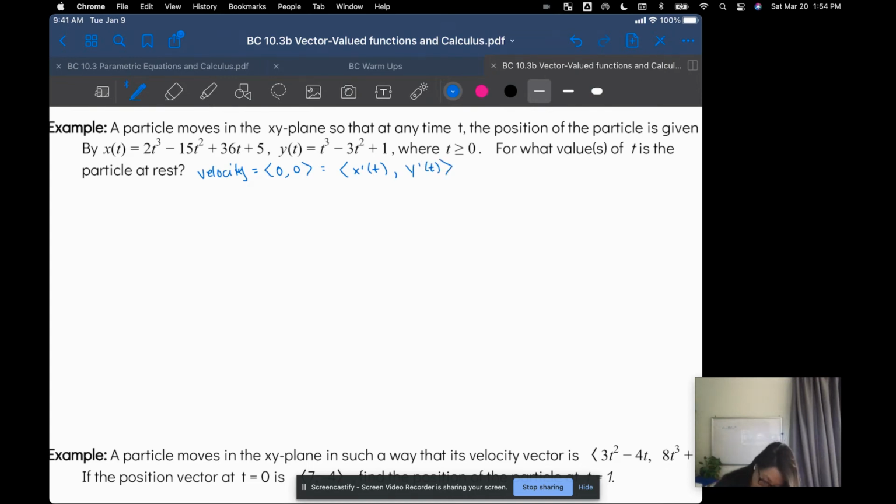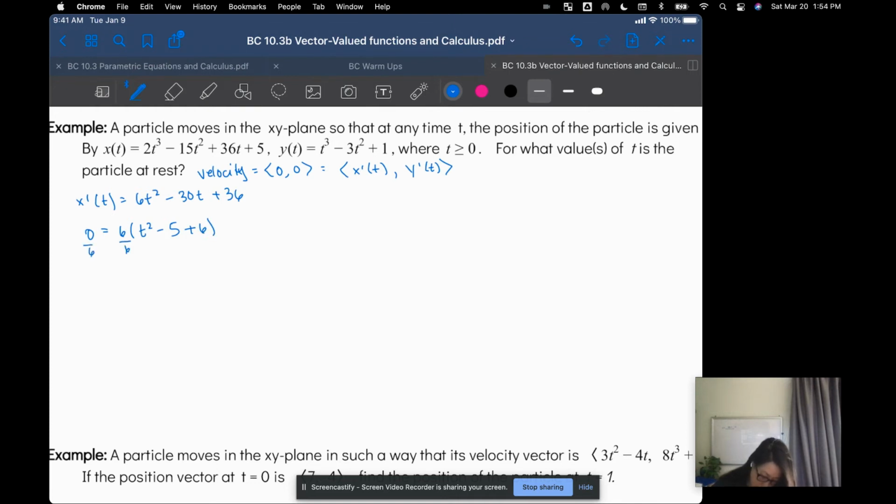So we're going to go ahead and find the derivative of x, which is 6t squared minus 30t plus 36. And then I'm going to set that equal to 0 to figure out when the x component has a velocity of 0. I'm factoring out a 6, giving me t squared minus 5t plus 6.